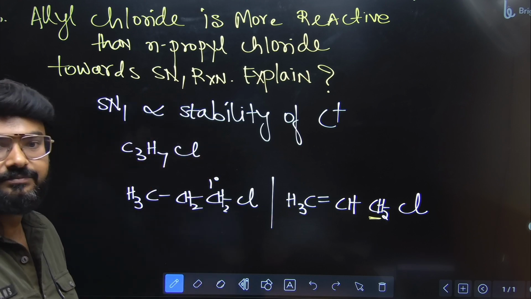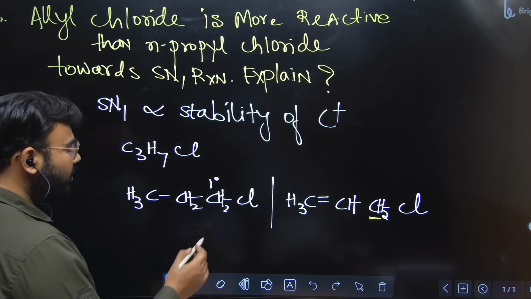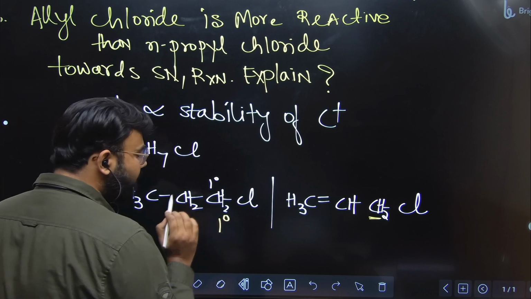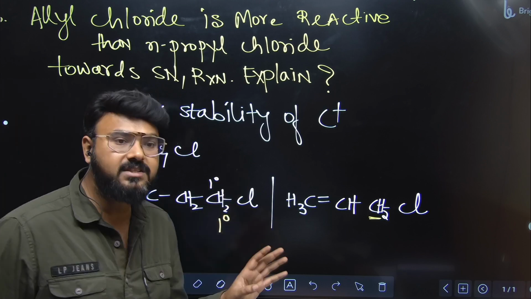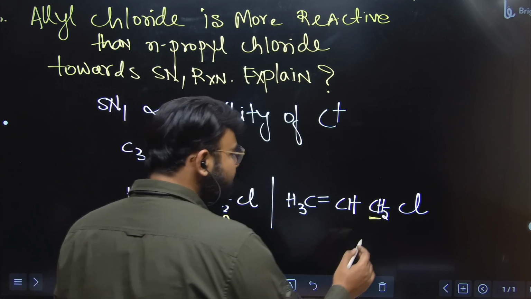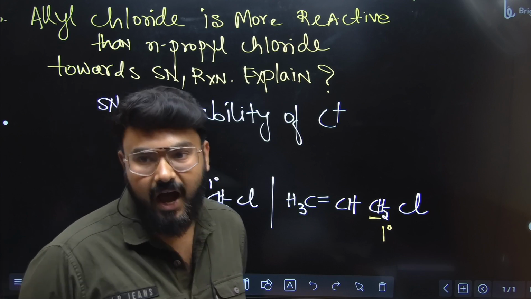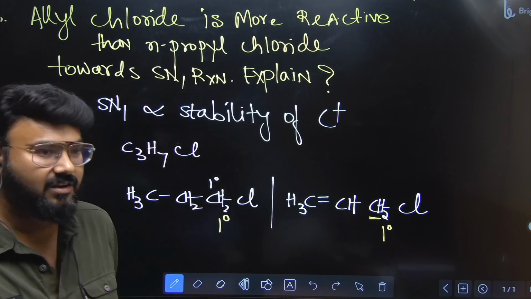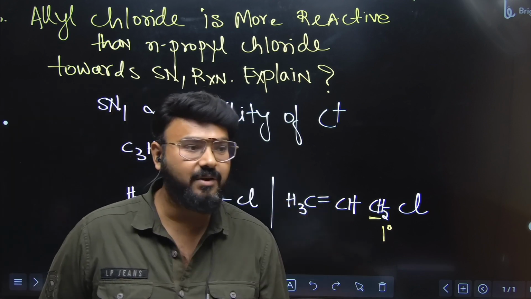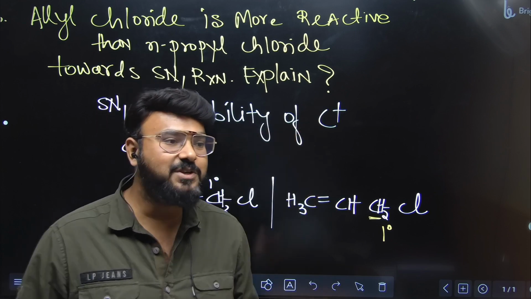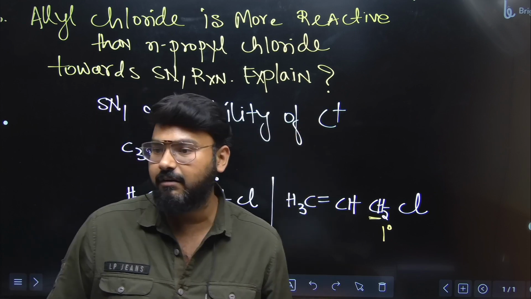So now understand both of these. This is 1 degree, and this is also 1 degree. SN1 means stability of carbocation, right? Now we are in trouble. 1 degree is very bad. What about hyperconjugation? You can't just randomly insert hyperconjugation, like Dhruv is putting steric hindrance anywhere, right?